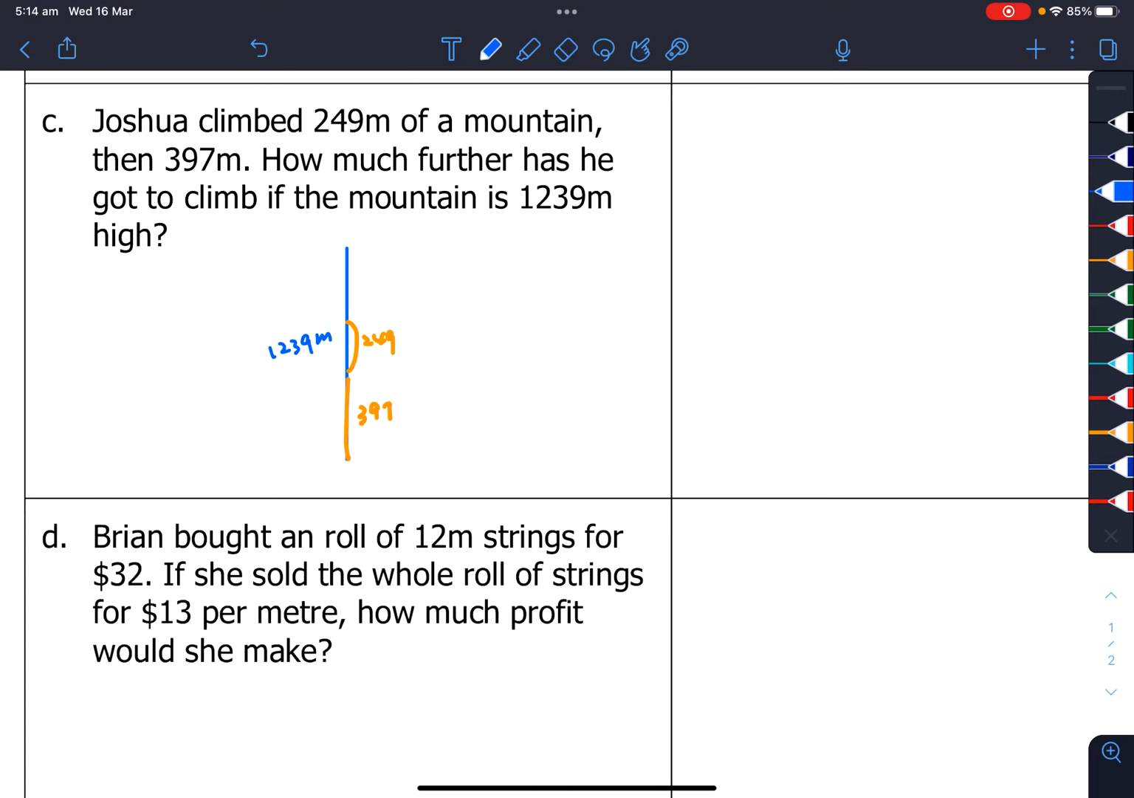Okay, 249 plus 397. That's already climbed. 6 here, 4 here, 1 here. You already climbed is 646 meters.